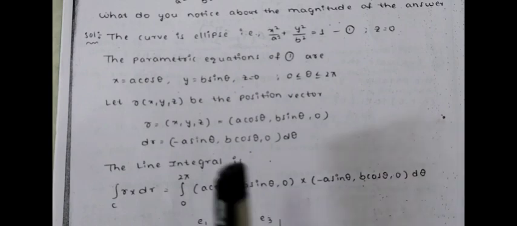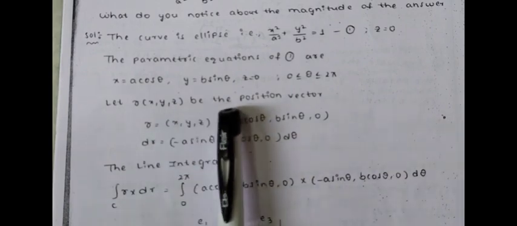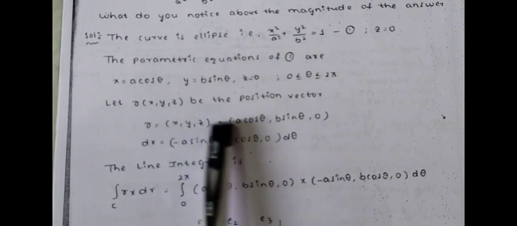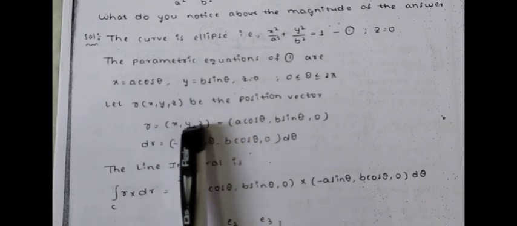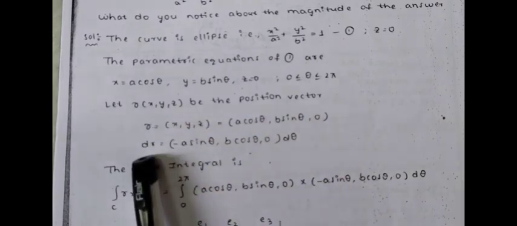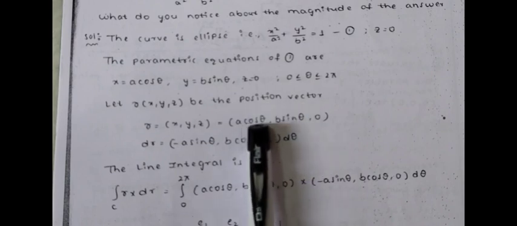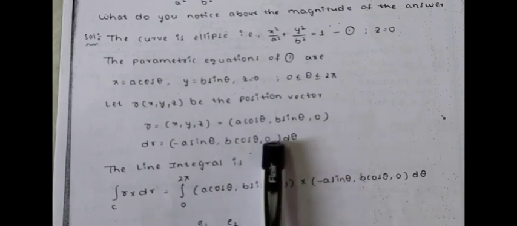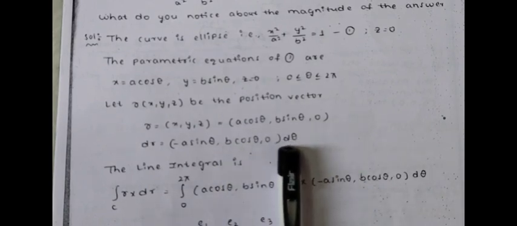So now r is a position vector, obviously x, y, z. Again we have to convert this in terms of theta, that is x is a cos theta, y is b sin theta, and z equals 0. And take the differentiation of r with respect to what? Theta. That's why a into cos theta derivative is minus sin theta, and sin theta derivative is cos theta, b constant as it is, and 0 derivative is 0, into d theta.